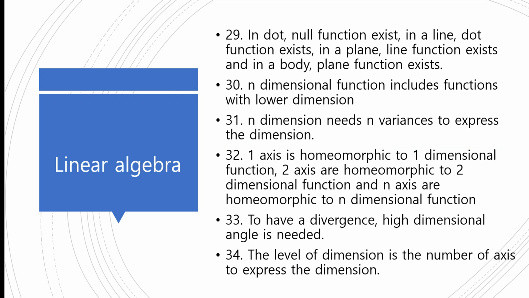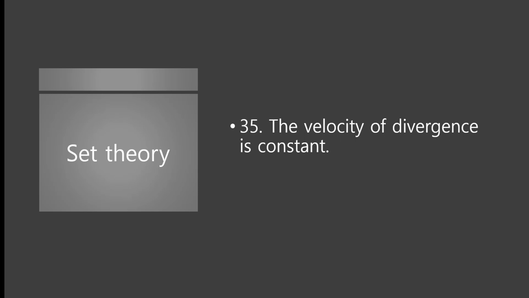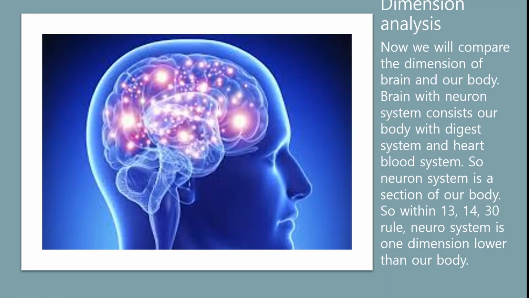N-dimensional function includes functions with lower dimension. N-dimension needs n variables to express the dimension. 1 axis is homomorphic to 1-dimensional function, 2 axes are homomorphic to 2-dimensional function, and n axes are homomorphic to n-dimensional function. To have a divergence, high dimensional angle is needed. The level of dimension is the number of axes to express the dimension. Set theory says the velocity of divergence is constant. Dimension analysis. Now we will compare the dimension of brain and our body.